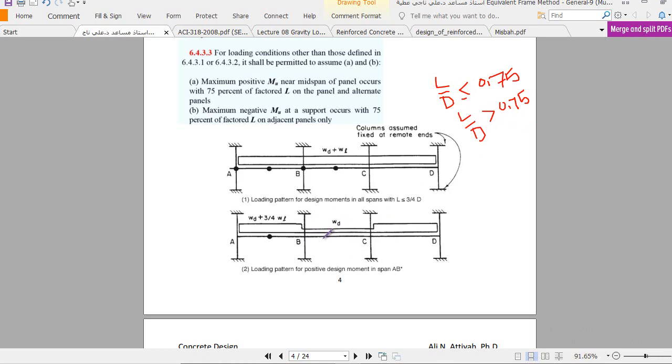You see here, all the spans should be loaded with full factored dead load, and alternate spans. What does it mean, alternate spans? Let's say this span should be loaded with full dead load plus 3/4 of live load. This span, there will be only dead load, no live load, and then the next span should be loaded with dead load plus 3/4 of live load. Okay, so this will give you, remember, the maximum positive moment at this point. The positive moment will be maximum in this load pattern.